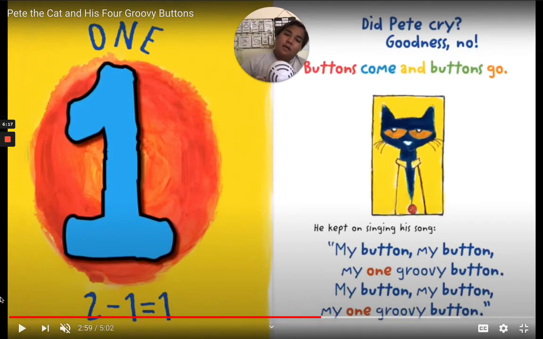My button, my button, my one groovy button. My button, my button, my one groovy button.